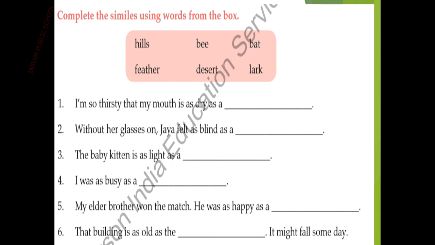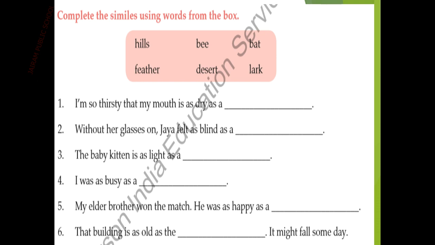Go to the first one. I am so thirsty that my mouth is as dry as a dash. Can you find out the two different things? One is mouth. So here they are comparing the mouth with a desert place which is very thirsty and dry. So there are two things compared in the sentence, mouth and desert, by using the simile word as. So the answer is desert. I am so thirsty that my mouth is as dry as a desert.